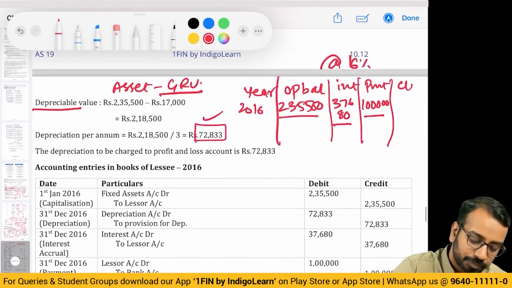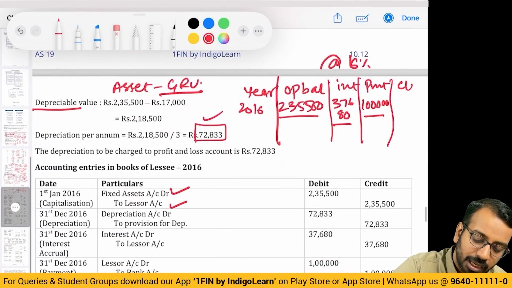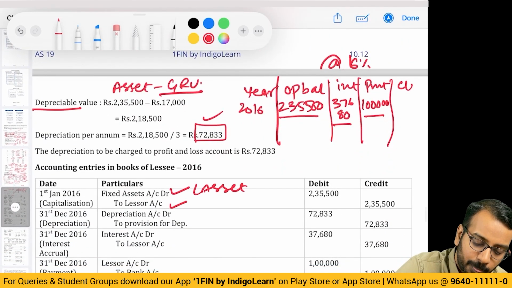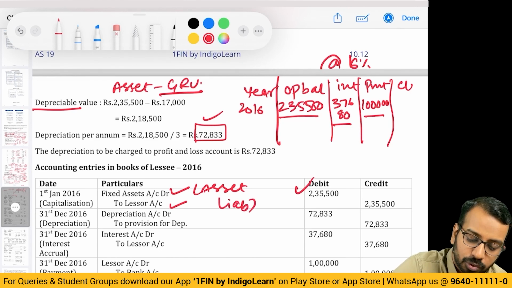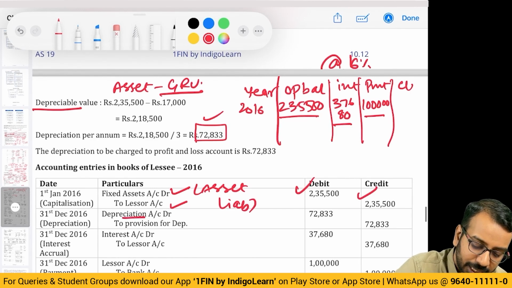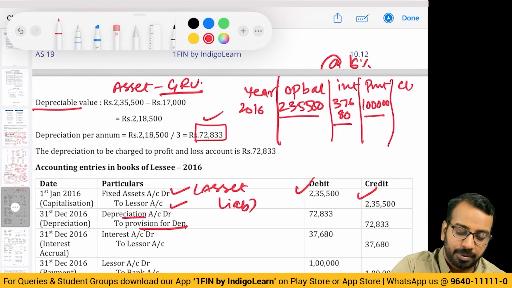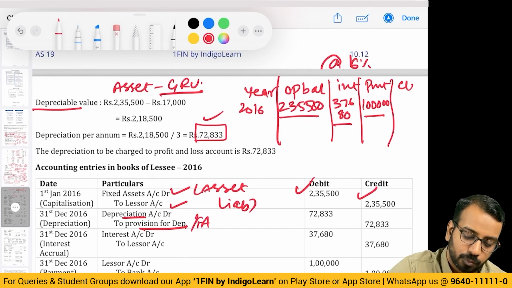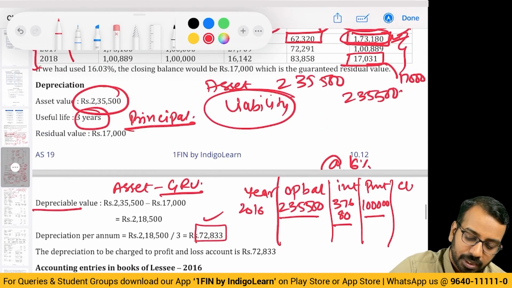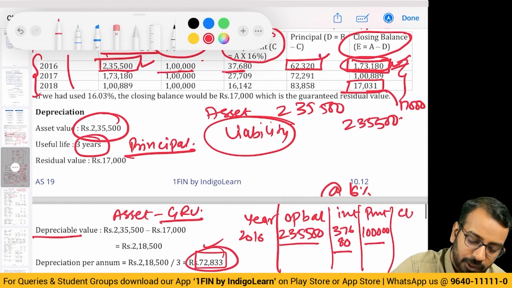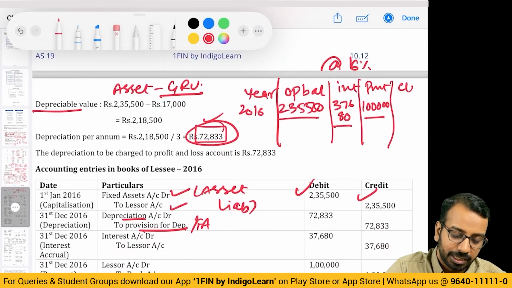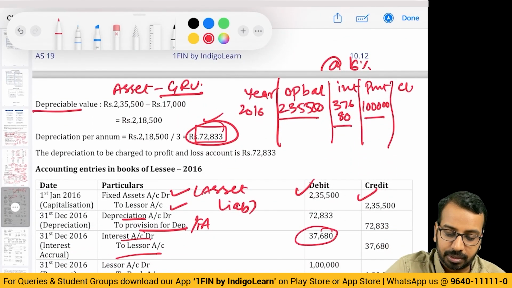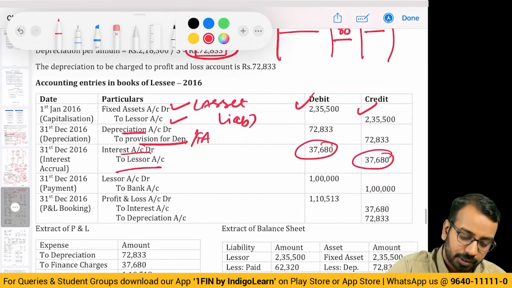What are the entries? First entry, fixed asset to lessor, that is your asset to liability, 235. Then depreciation to provision for depreciation or fixed asset. You can use either of the two. That is 72,833. Then interest to lessor every year, 37680 for the first year.